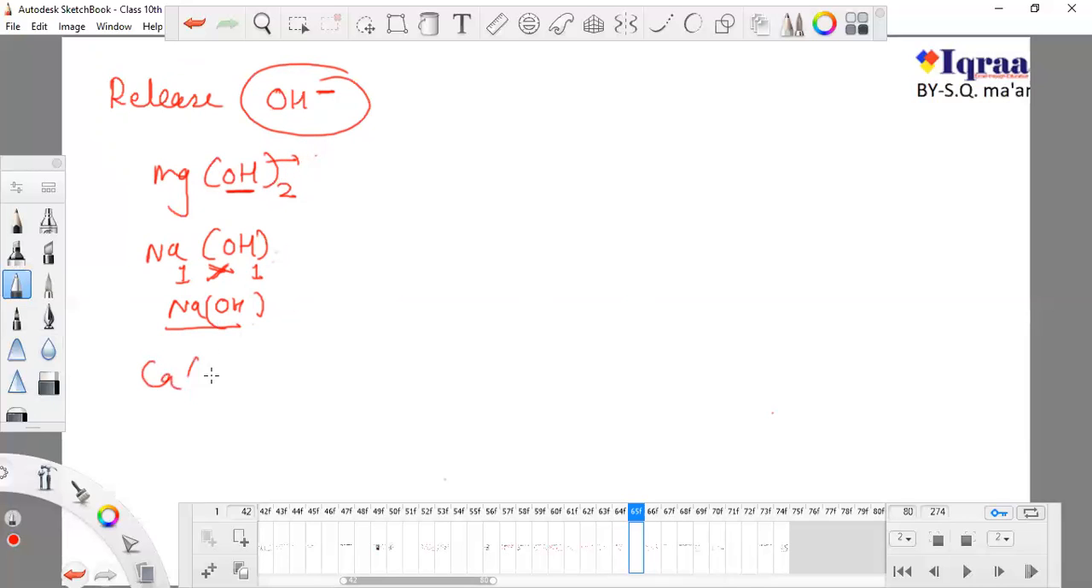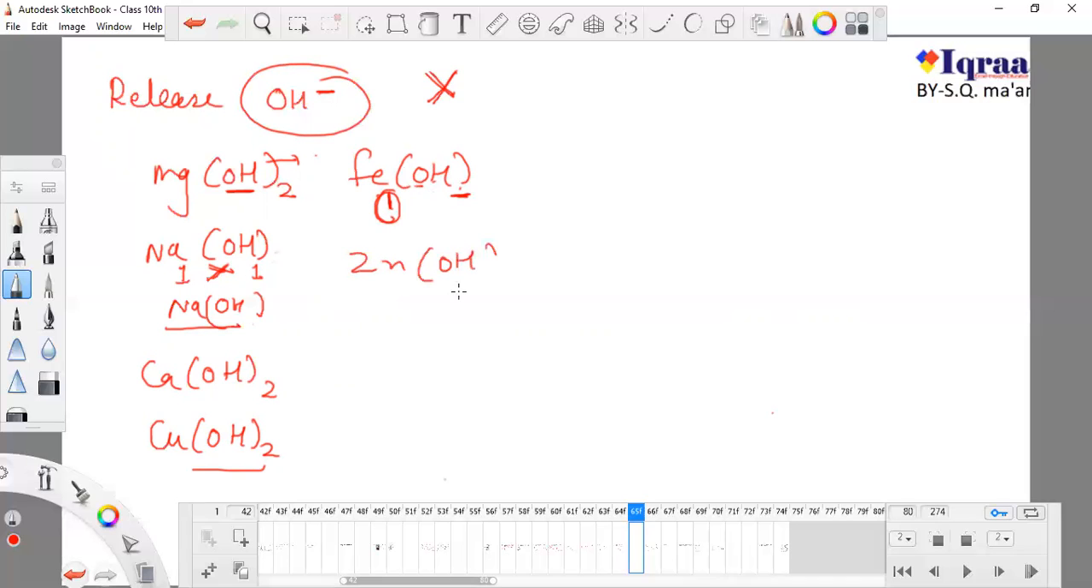I can use calcium hydroxide. I can use copper hydroxide. I can use ferrous hydroxide. Write the valency by exchanging them. Here you just have to write the valency of ferrous, and the valency of OH is always 1. Okay, you can write zinc hydroxide.